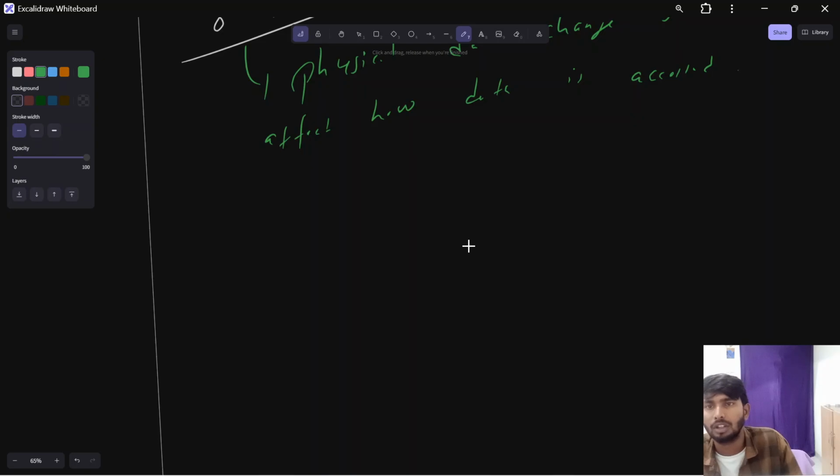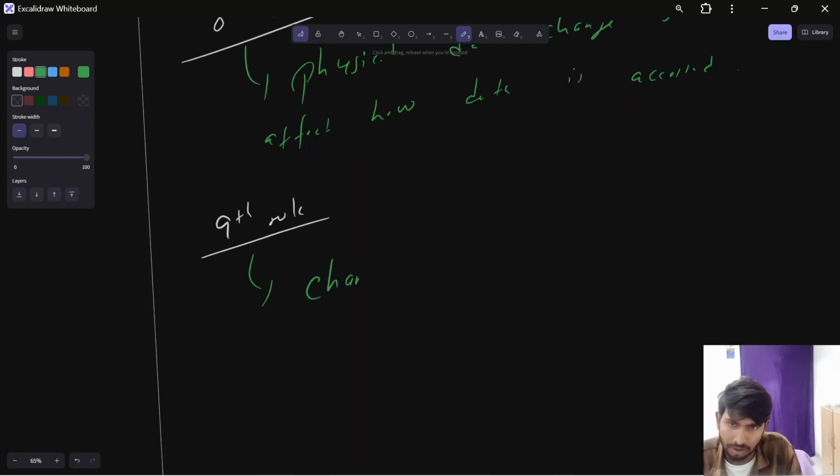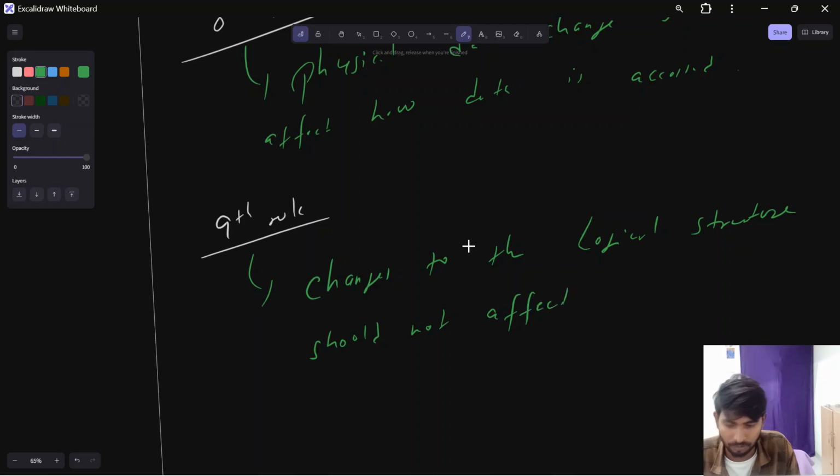Okay, now the ninth rule. We have the ninth rule as: if you change the logical structure, changes to the logical structure should not affect data access. Okay. This one is logical data independence.